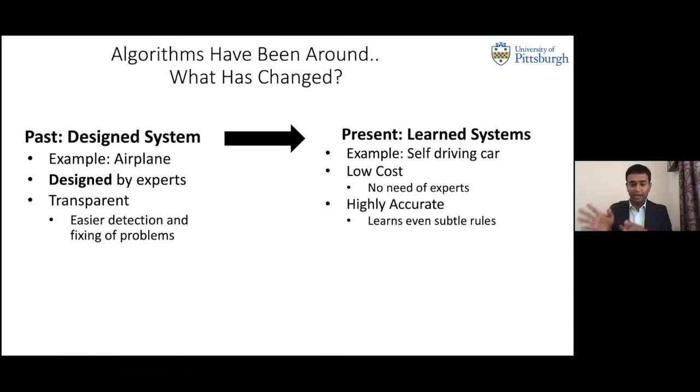So in that kind of situation, when we humans are unable to articulate the rule that we are using in our subconscious, you cannot design that rule because you can't articulate that. But in the learned systems, you don't need to articulate. The algorithm will learn all the granular rules that we are using in our subconscious.